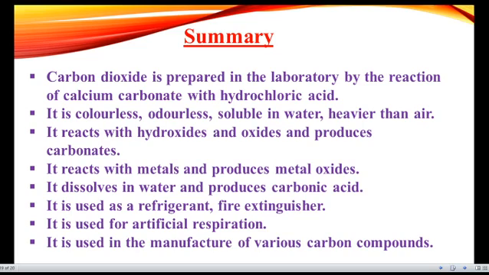It is used in fire extinguishers because it is heavier than air, it is not a combustible substance, and it is not a supporter of combustion. That's why it is used in fire extinguishers. And carbogen, a mixture of carbon dioxide and oxygen, is used for artificial respiration. And carbon dioxide is used in the manufacture of various carbon compounds. So today we have learnt about carbon dioxide, an important compound of carbon which forms the basis of life. It is very important for the existence of life on the earth.